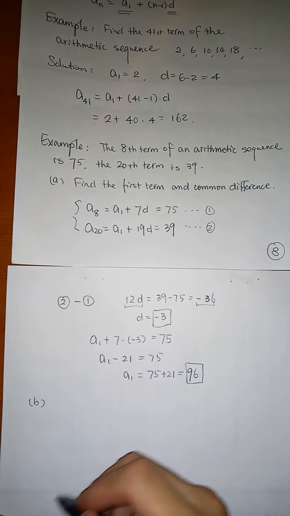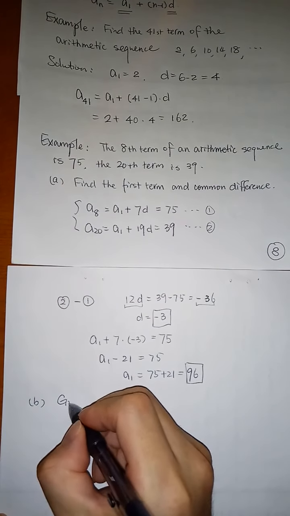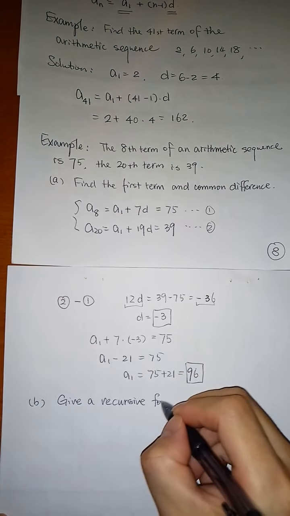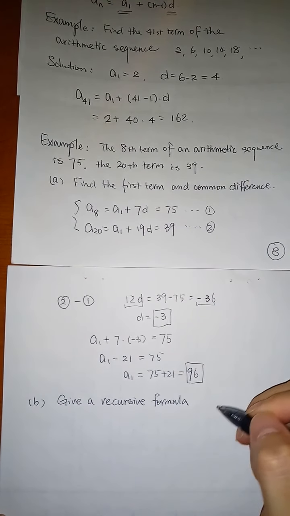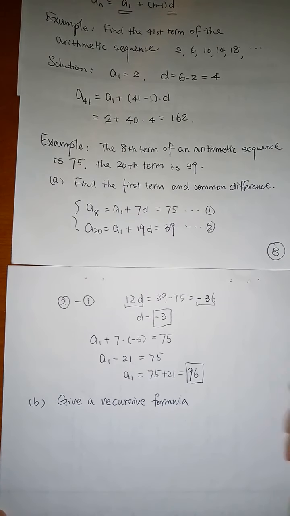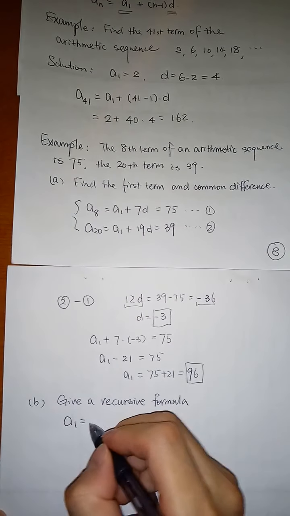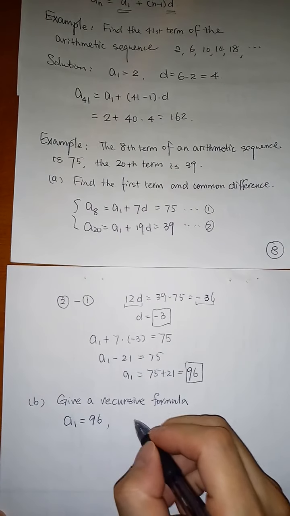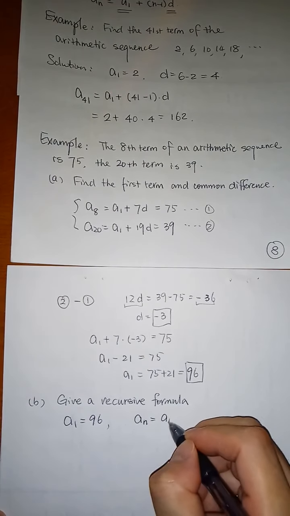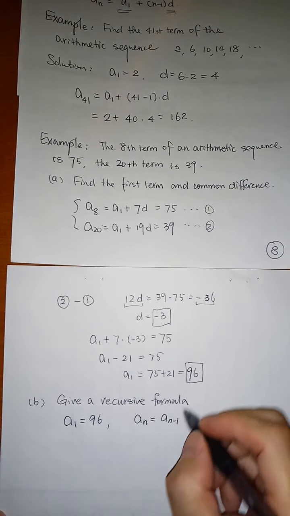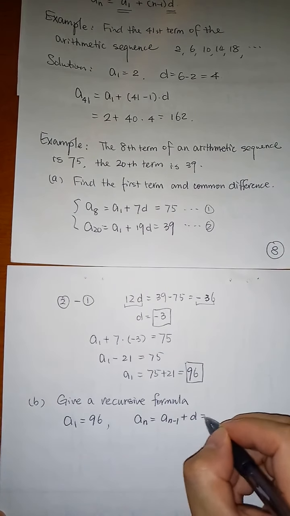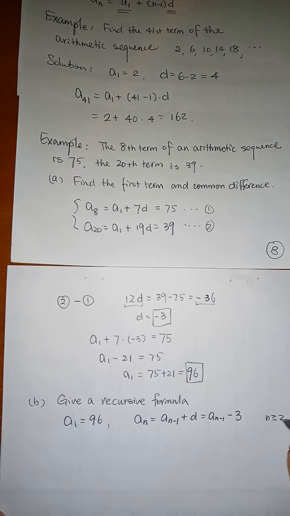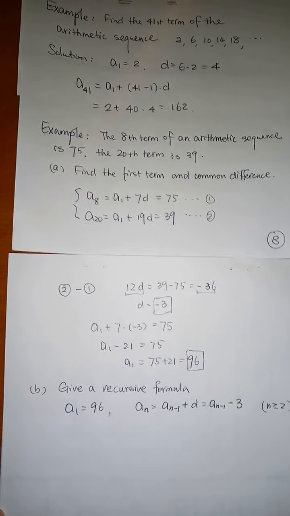Part B asks for a recursive formula. The recursive formula is the following. A1 is 96. You have to know where you start, and you have to know the common difference. An is An minus 1 plus D. D is negative 3, so plus negative 3 is minus 3. So this is a recursive formula.